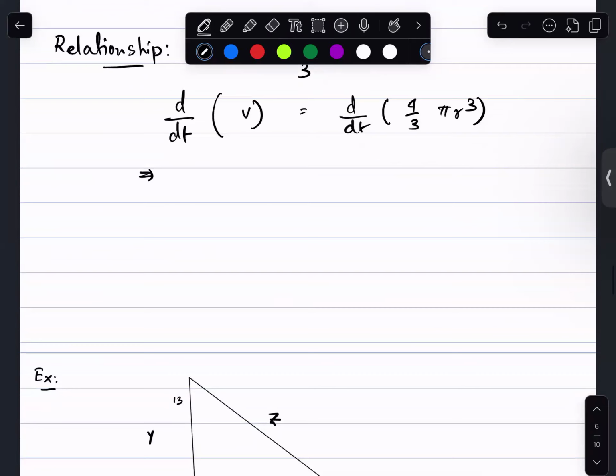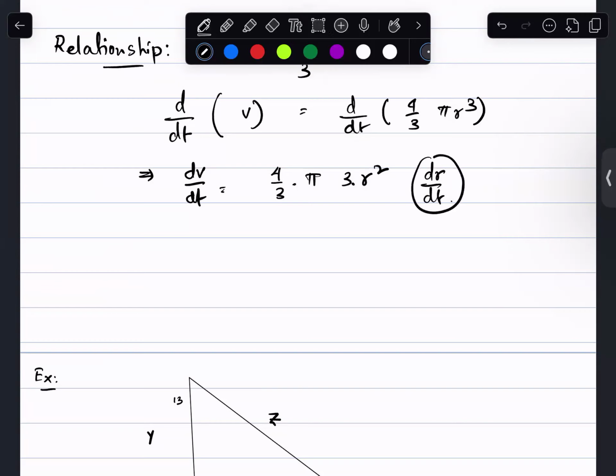So I get dV/dt to be 4/3 pi times 3r squared, and then dr/dt, right? Because I have r and I'm differentiating with respect to t, and as r and t are different, I should consider the extra factor dr/dt. This is almost the same as when you multiply dy/dt that I was talking about previously. So the reasoning is the same here as well. And now this 3 and that 3 cancel out and give you 4 pi r squared dr/dt.